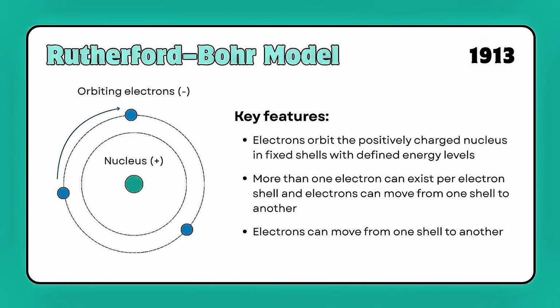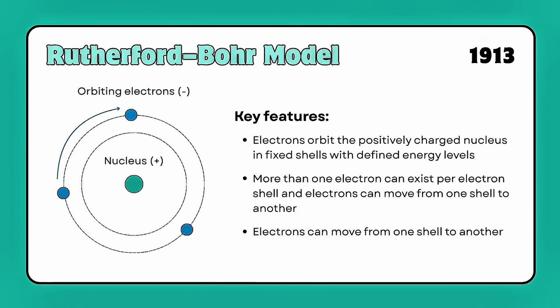Then in 1913, Niels Bohr improved Rutherford's model. Bohr said electrons do not move randomly. Instead, they move in fixed paths called shells or energy levels. Think of it like floors in a building. Electrons can stay only on specific floors. They cannot exist between floors. And if an electron gains energy, it jumps to a higher shell. If it loses energy, it falls back down.